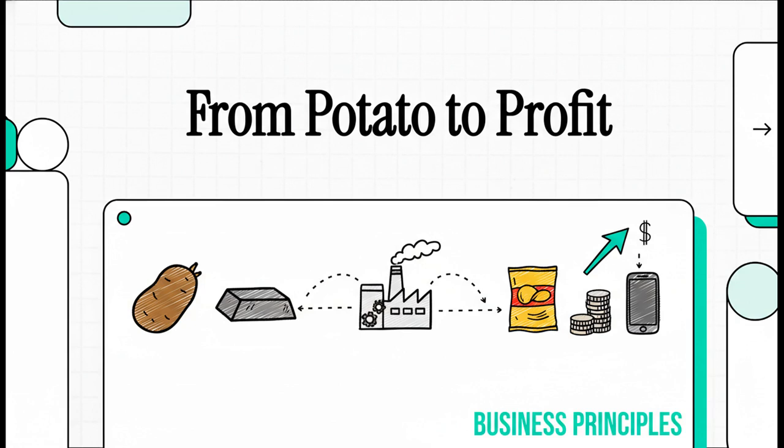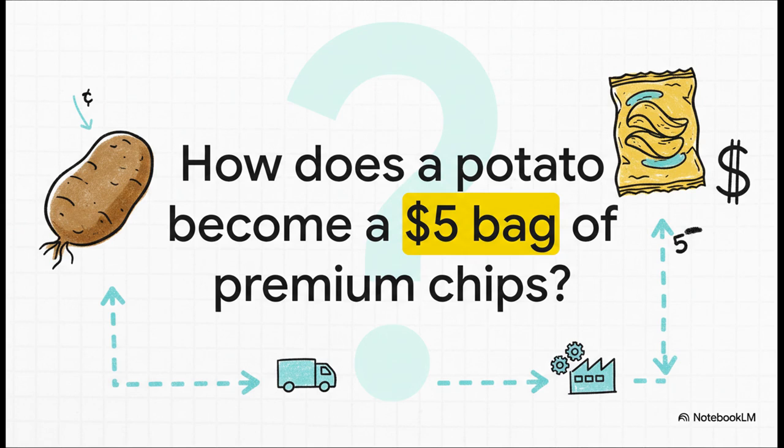Well, today we're going to break down the basic principles of business by focusing on one simple question. Here it is. This is the question that's going to guide us through this whole explainer. How does a humble potato, worth maybe a few cents, transform into a $5 bag of premium chips? Trust me, by the time we're done here, you'll not only get the answer, but you'll understand the fundamentals of how pretty much any business works.